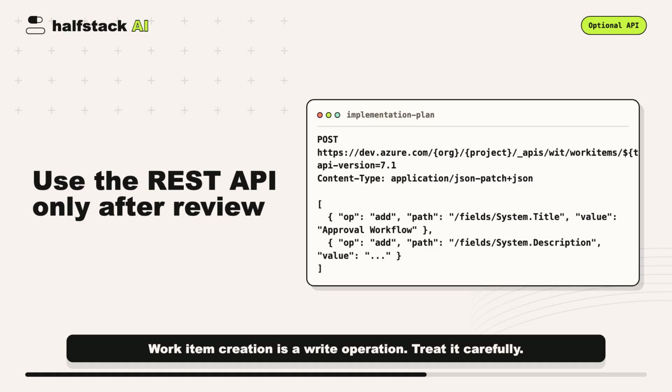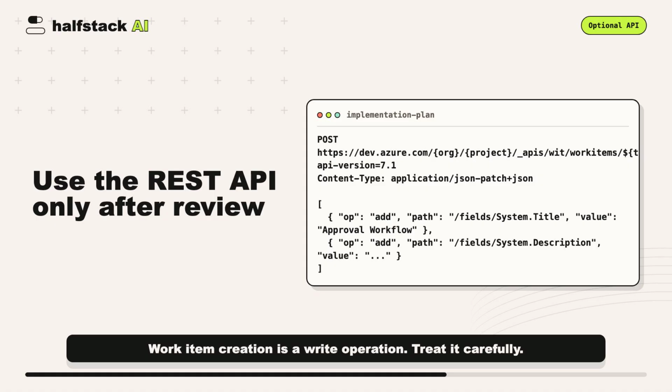Azure DevOps work items can be created through the Work Item Tracking REST API. The create endpoint uses the organization, project, and work item type in the URL, and the request body is JSON patch. That means you add fields like system title and system description through patch operations. Creating work items requires write permissions, so treat it as a controlled integration, not a quick demo trick.